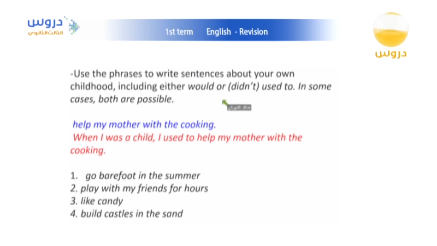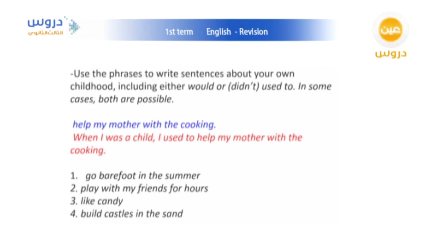Use the verbs to write sentences about your own childhood, including either would or didn't use to. In some cases, both are possible. Help my mother with the cooking. When I was a child, I used to help my mother with the cooking. Okay? Thank you so much, Mr. Umar Al-Jamal. It's really appreciated. Your English sounds terrific and your reading is so brilliant. Thank you so much, Umar.